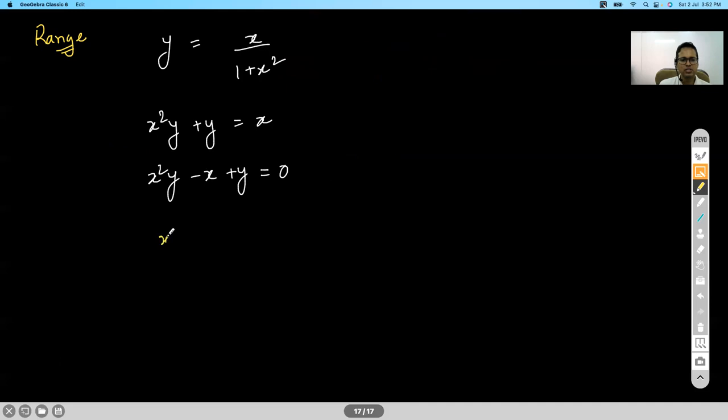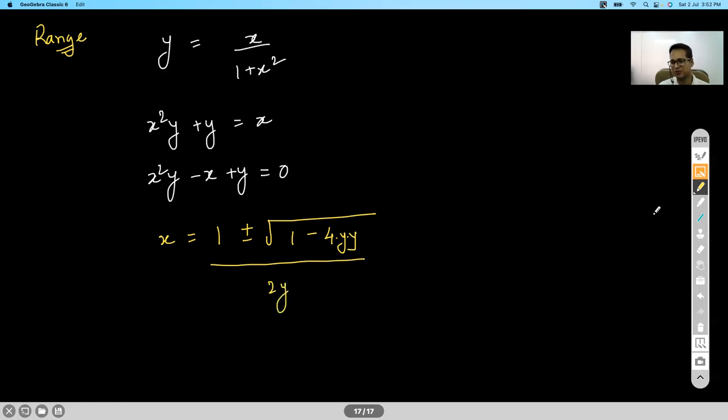So we will use the quadratic equation formula, that is minus b plus minus under root of b square minus 4ac, by 2a as your x value, correct? Yes or no? So far so good. Anybody has any issue till this step? Anyone has any issue till this step?